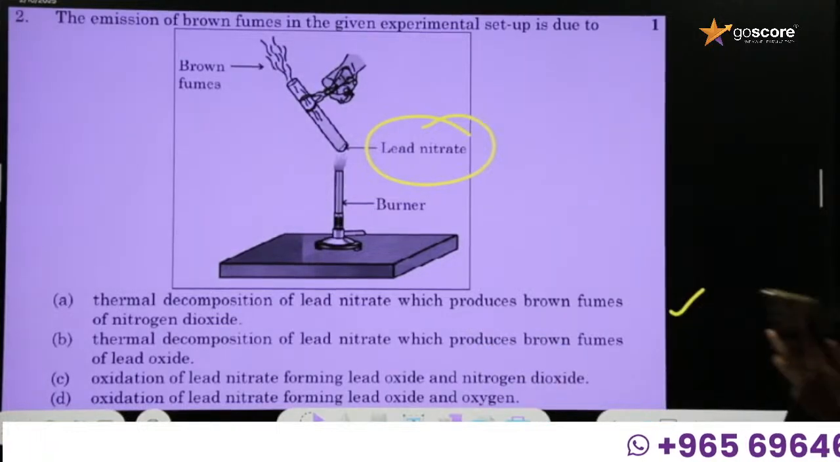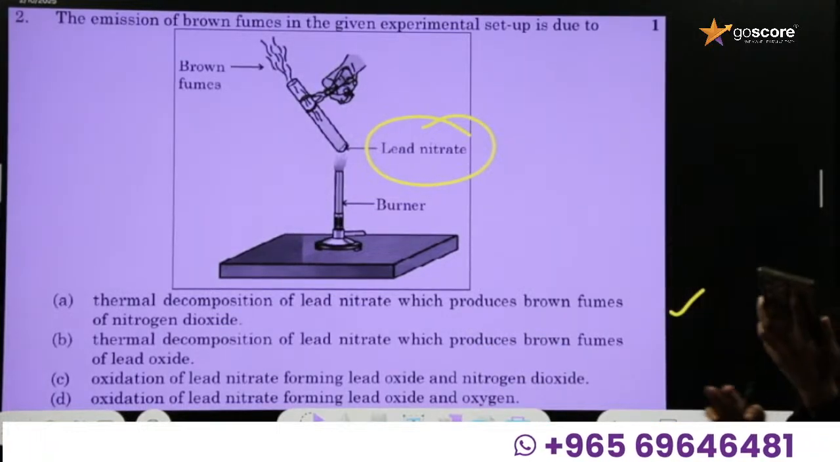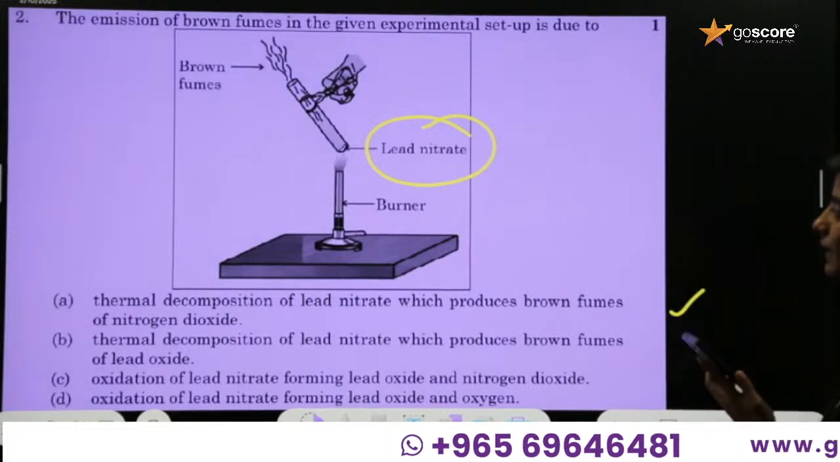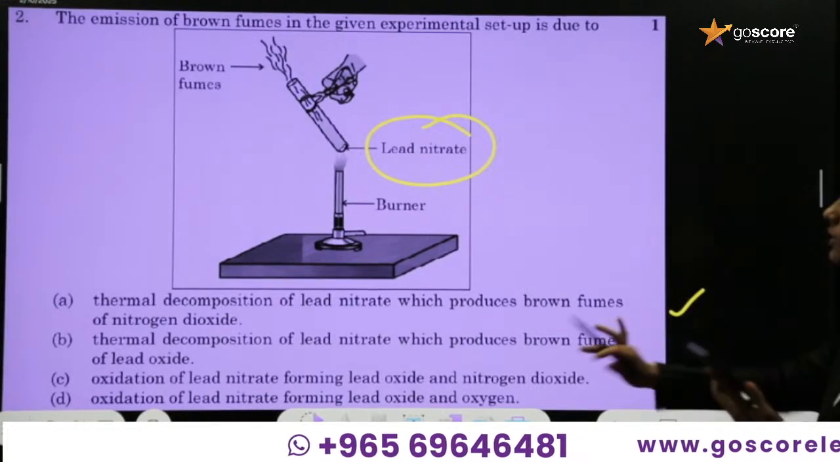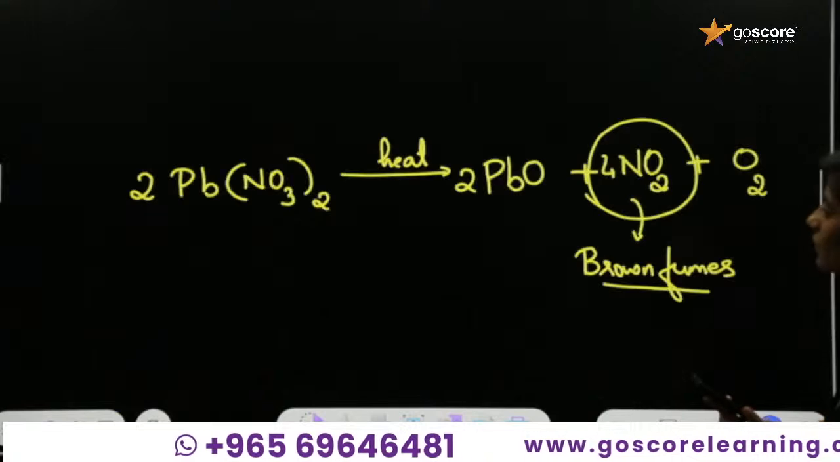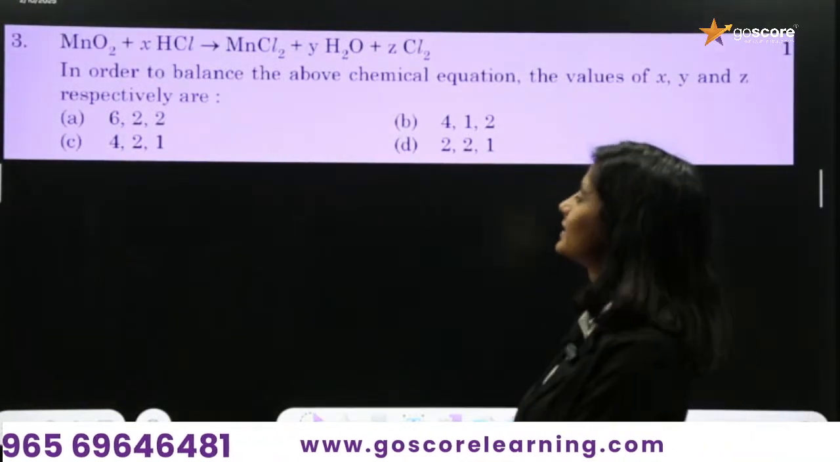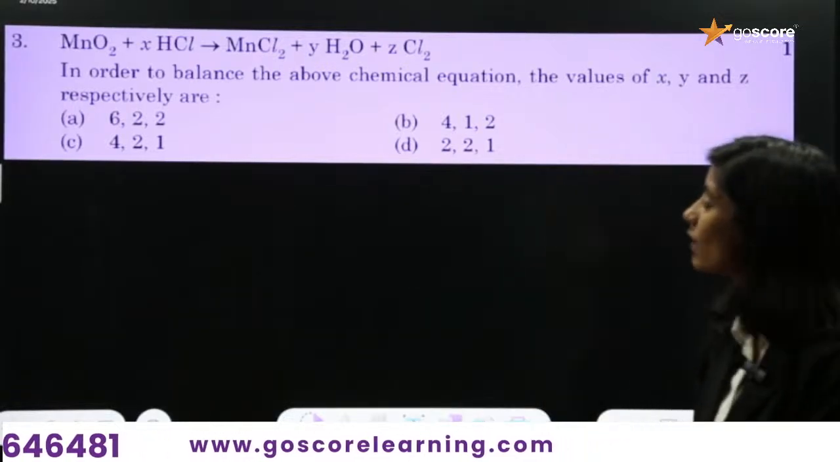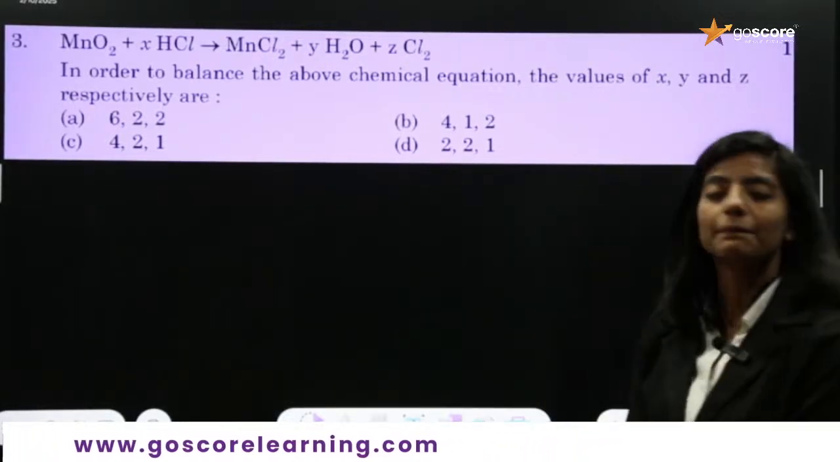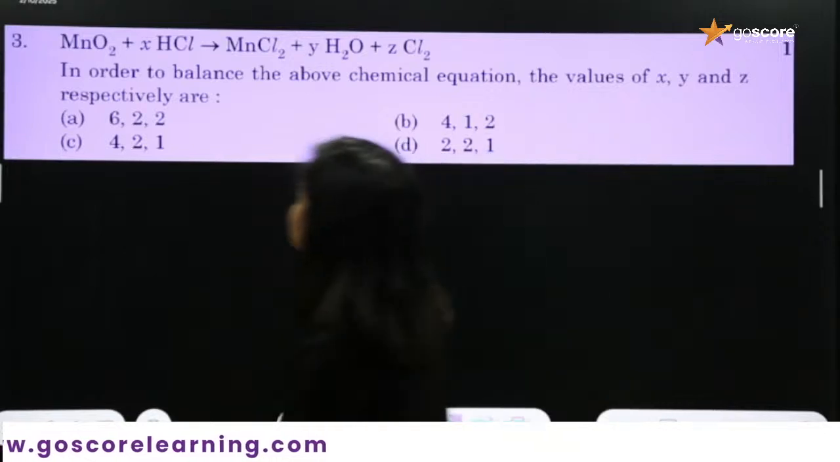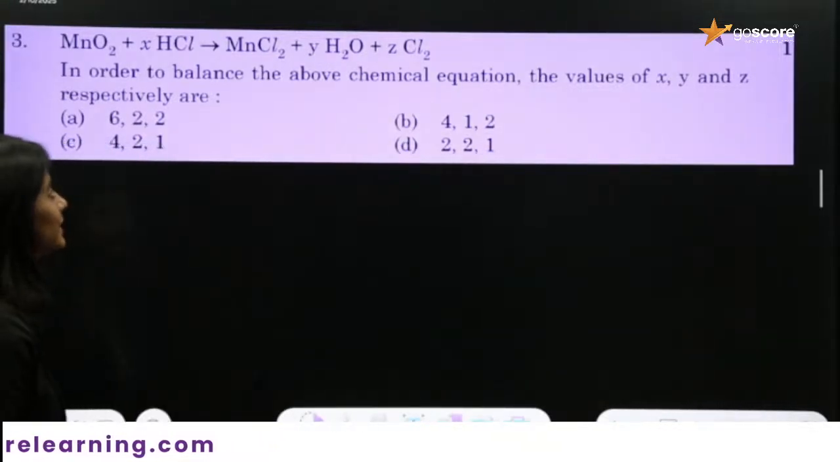Since we don't have much time, it's already like 15 minutes past, I'm just letting you go with this and I'm going to go with the next question. Now, MnO2 and XHCl will give you MnCl2 and YH2O and ZCl2. Balance the chemical equation. It's really easy, right? Now, let's get into that.